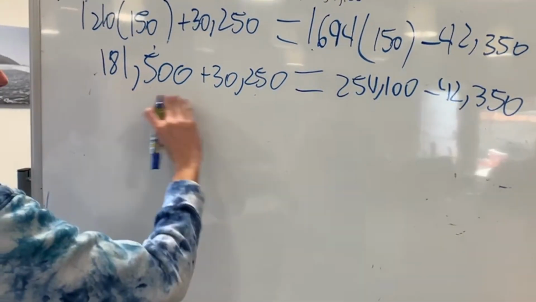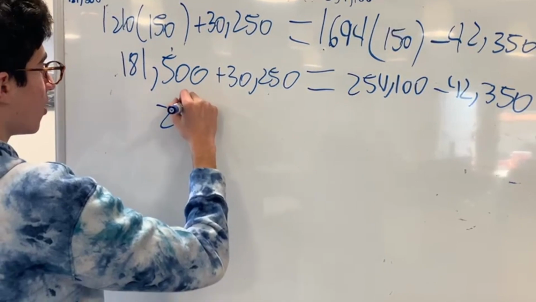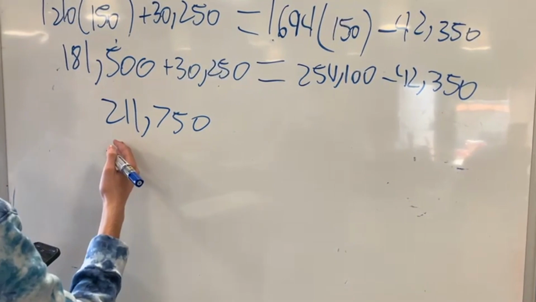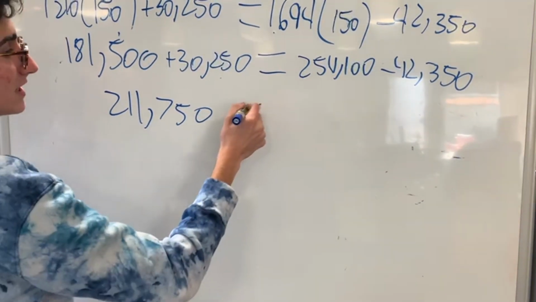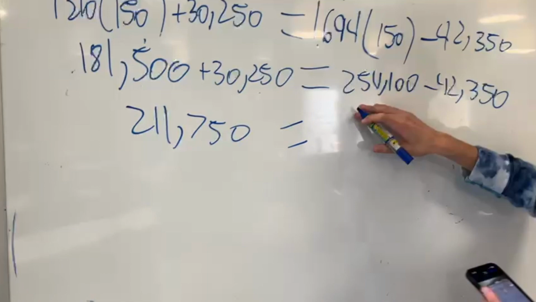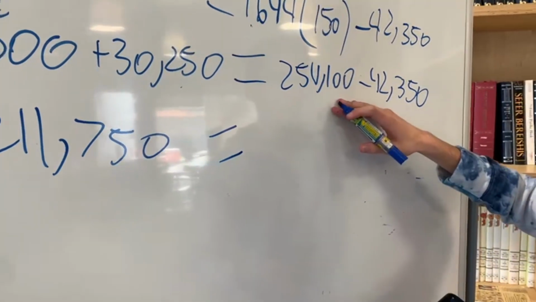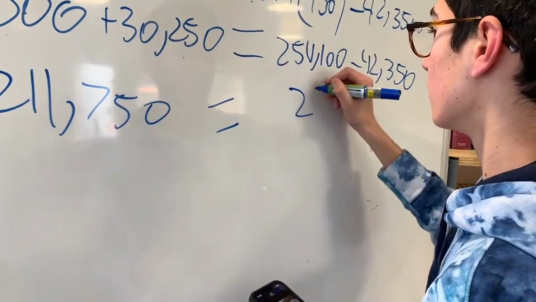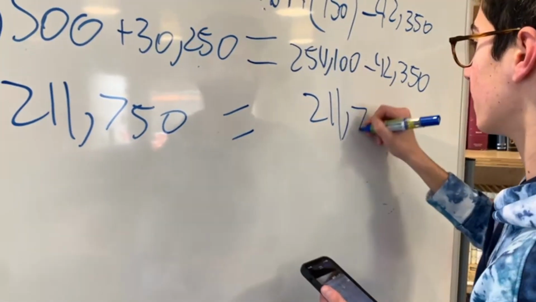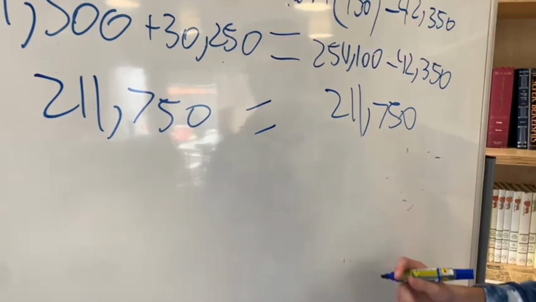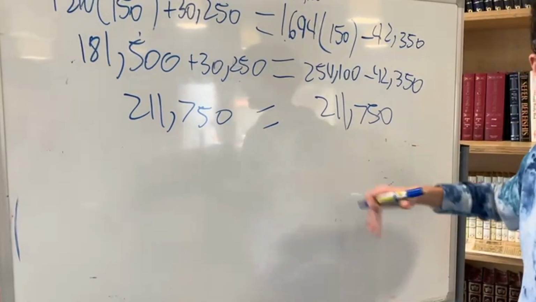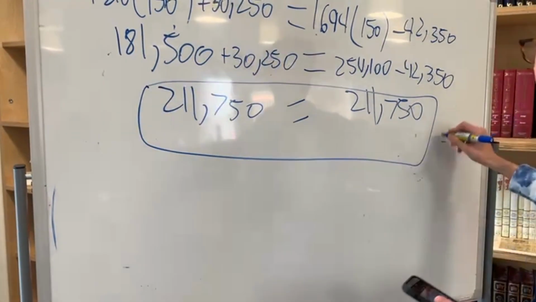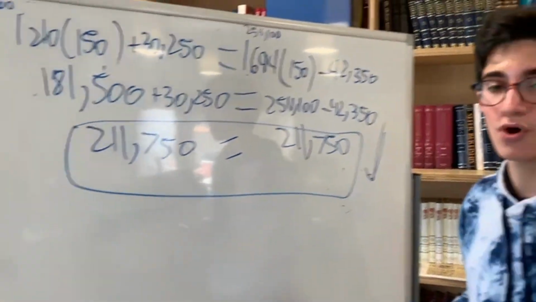So this plus this is equal to 211,750. So 211,750 is equal to 254,100 minus 42,350. We have to do all this math, and this is 211,750. So this is equal to this. Yes, it does. Reality check complete. This is a correct statement. Therefore, x is 100% 150.